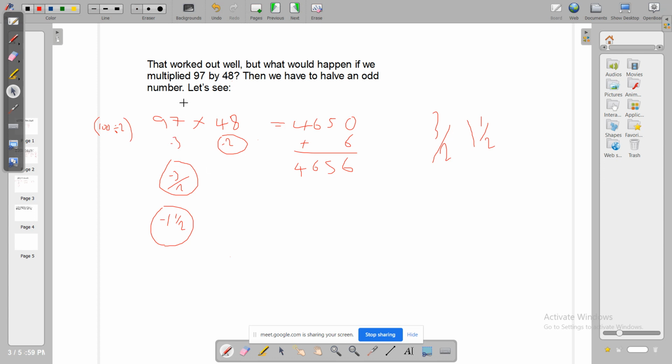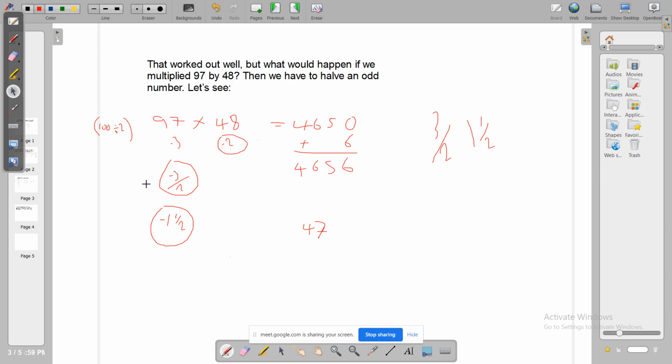1 from 48. 47. Okay, so we have 47, so here will be 47. Okay, then we have, what is here? Half, right? Can you see that? Yeah.